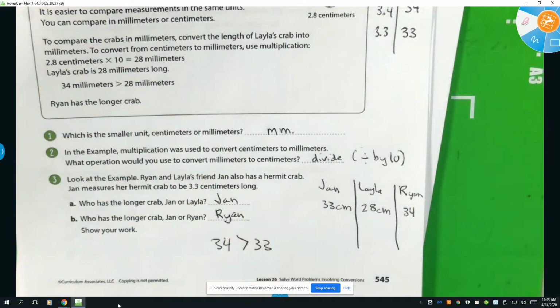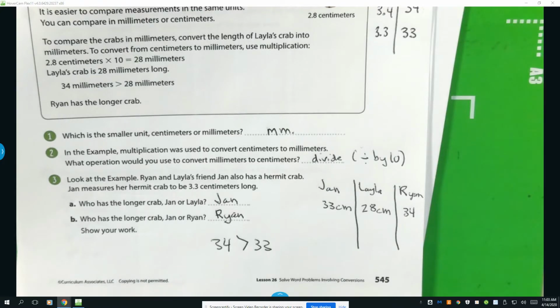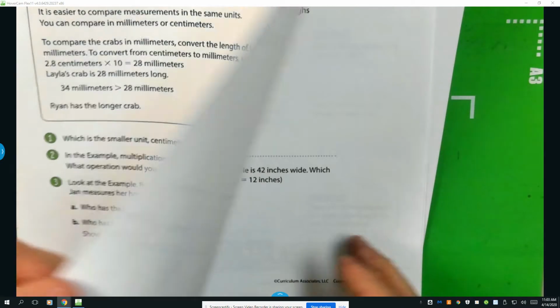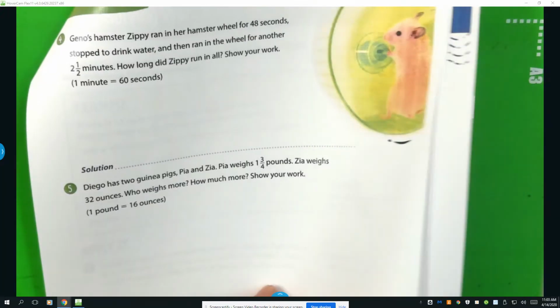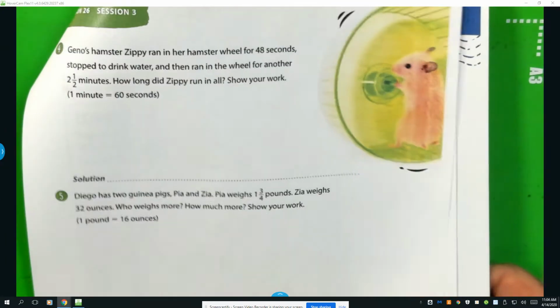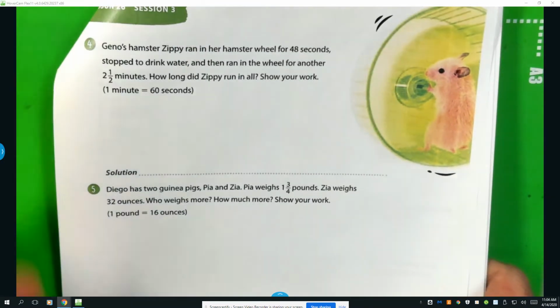All right, turning the page. Sorry you missed that. Let me bring this down right here. Now, number 4, and we're getting close to the end of the lesson. 3 problems left. Just hang right in there.